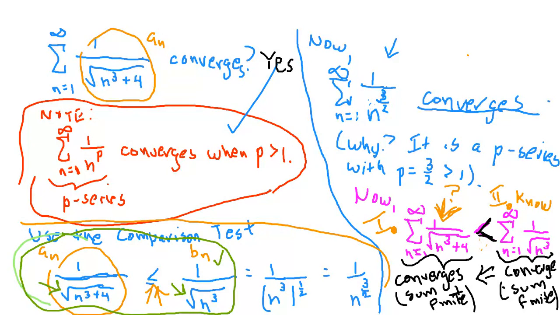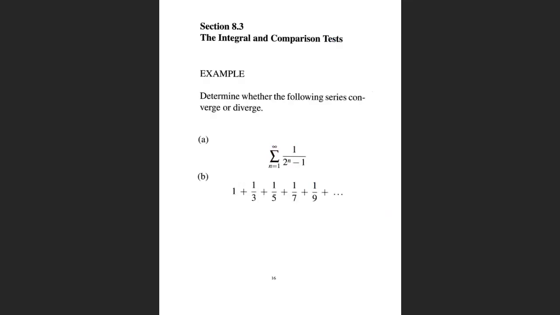And you notice, by the way, the terms of this series are all positive. So in section 8.3, we're dealing with series where the terms are basically positive. If you have a series where some terms are positive and some are negative, then that's a different situation, and we'll deal with that when we get to section 8.4. But let's go ahead and look at another couple of examples here.